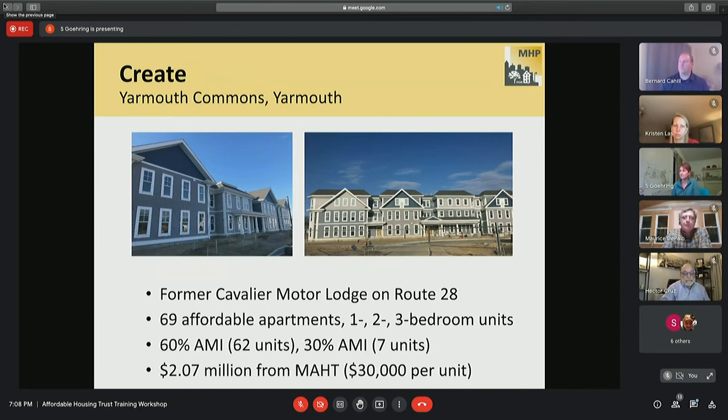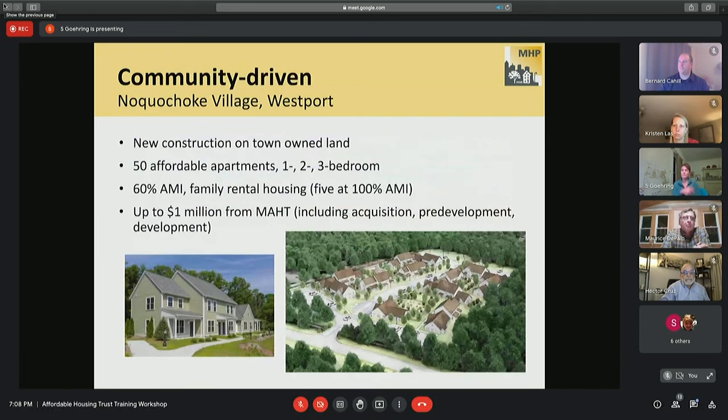So it's one example of creating, and then I'm going to give a couple where this was really community driven. This is a site in Westport. The community spent several years acquiring some sites. Their trust used some funds to acquire an adjacent parcel to allow access to the town-owned lots. They did some pre-development work, and then they put out a request for proposals. The nonprofit developer, The Community Builders, was chosen. And now they have 50 units of affordable apartments.